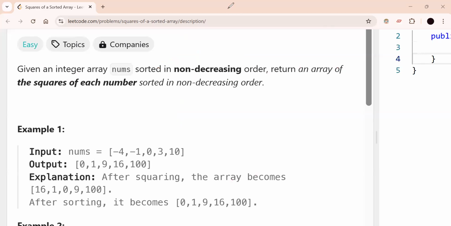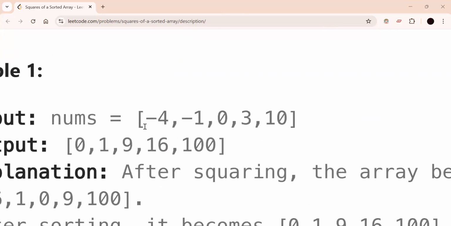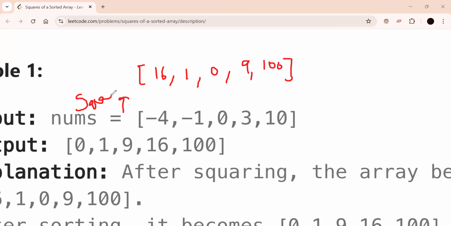In the meantime, I'll write the answer for the above array. Now, if we convert this array into a squares array, it will look something like this: 16, 1, 0, 9, 100. This is how the array will look after squaring. Now, what we are thinking is we will do a sort on this.